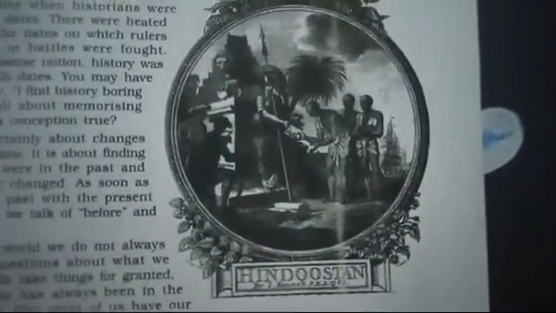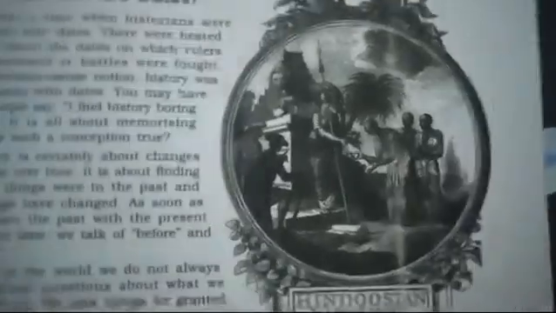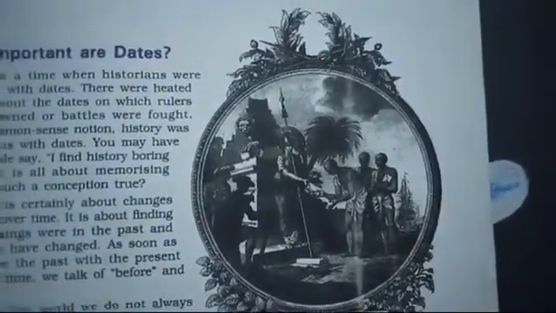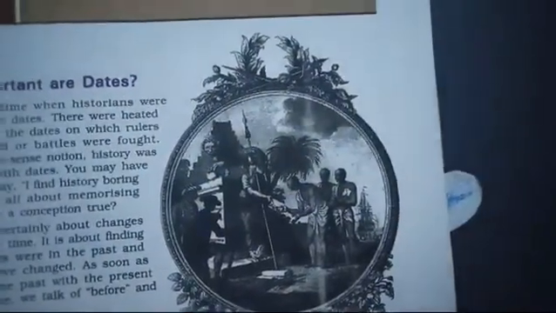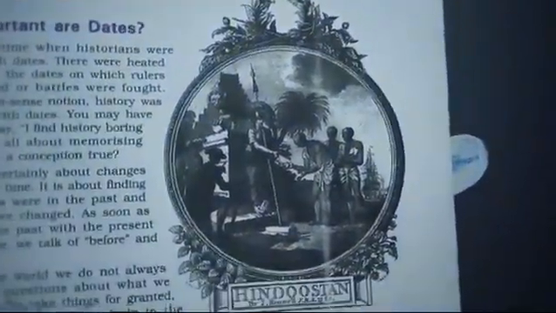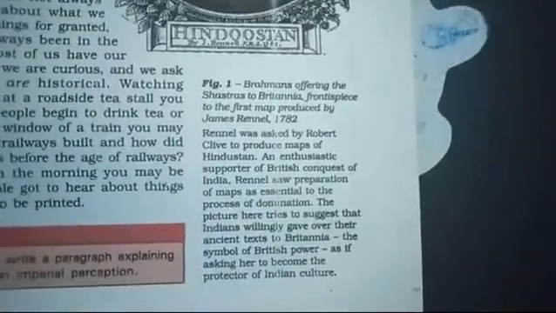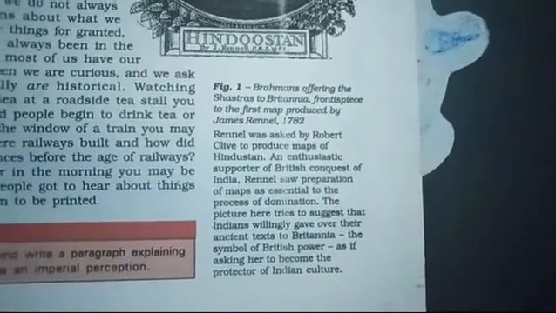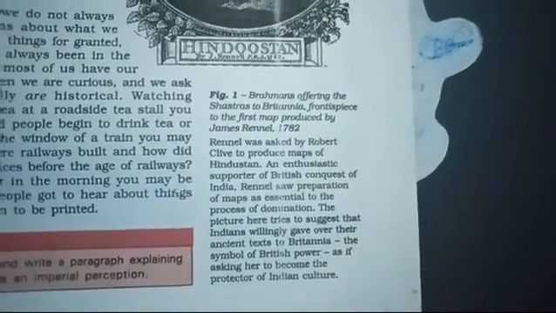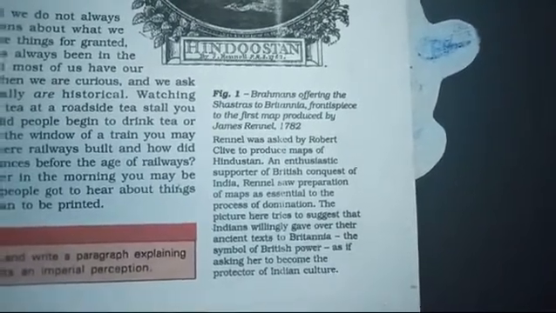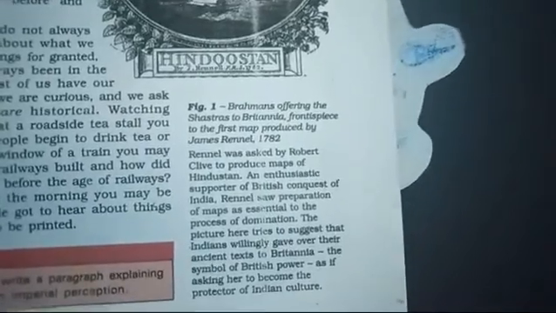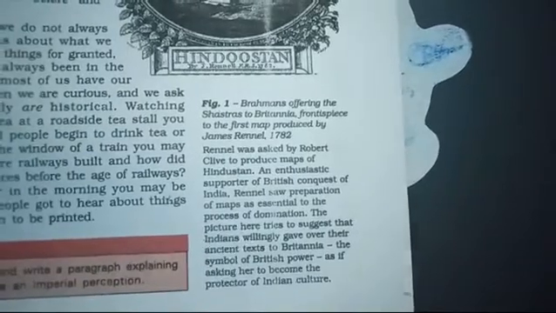Okay, so now let's take a look at this picture. Okay, now there are men, and the title is given as Hindustan. Okay, so now let's read about something. This shows Brahmins offering the shastras to Britannia, the front piece to the first map produced by James Rennell in 1782. Okay, so the first map was produced by James Rennell in 1782.